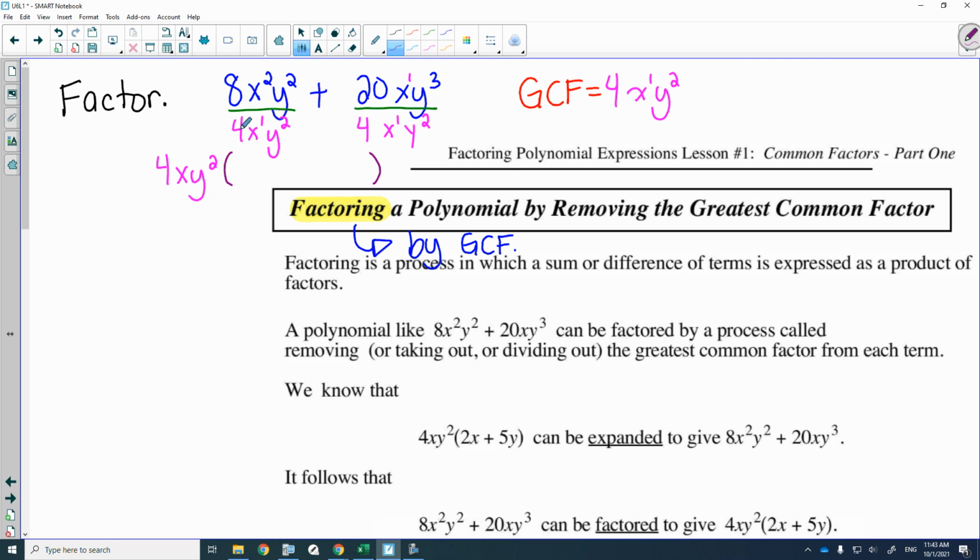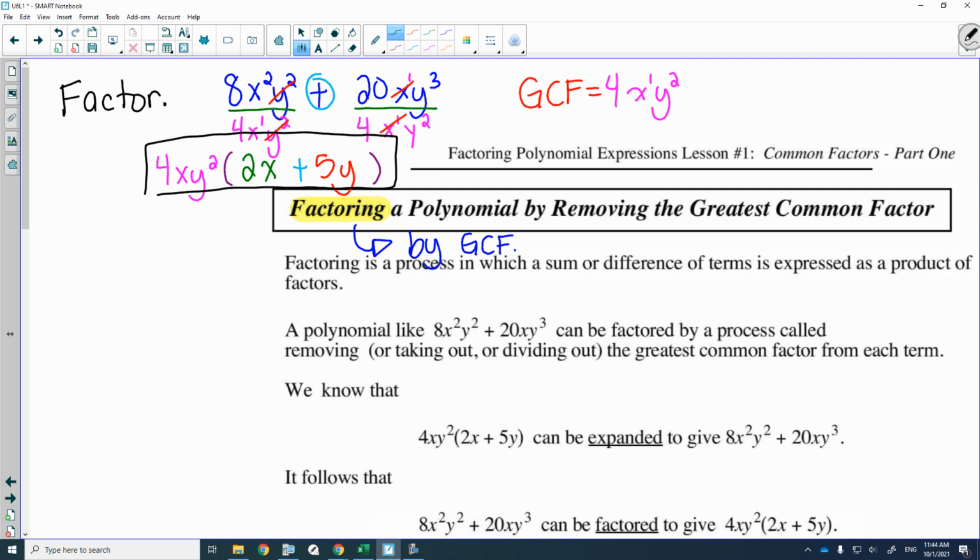What is going to go in the bracket is the answer to this division. So 8 divided by 4 is 2. Then you say x squared divided by x1, that's quotient law. 2 minus 1 would give you 1x. And y squared over y squared would cancel. Bring down the plus. 20 divided by 4 is 5. X over x will cancel. Y3 divided by y2, quotient law, subtract the exponents, you get y. That is your answer by factoring. You have completely factored that expression. So you would box this in, and that would be your answer.